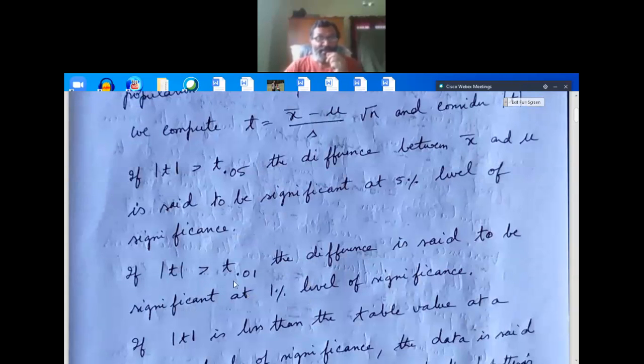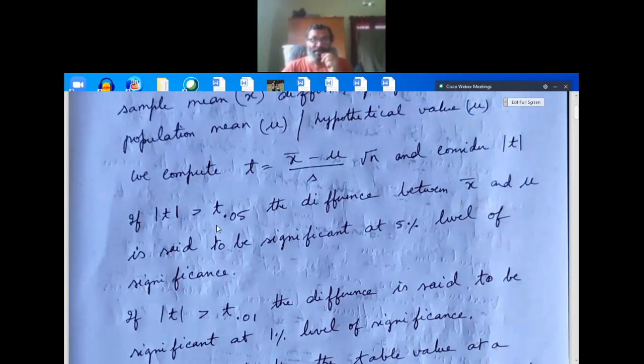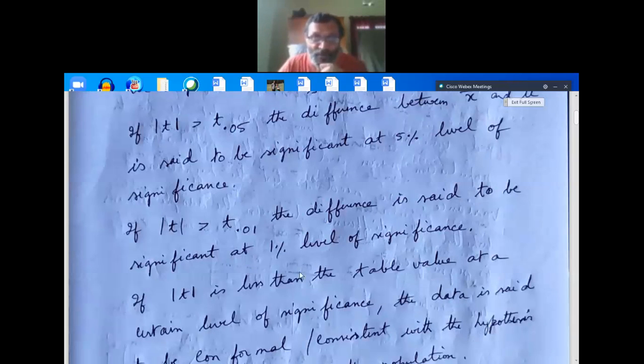If it is greater than t.01, another value that will be given, that is the 1% value of the t-distribution, then the difference is said to be significant at 1% level of significance. So greater than t.05 means it is significant at 5% level of significance. If it is greater than t.01, it is significant at 1% level of significance.